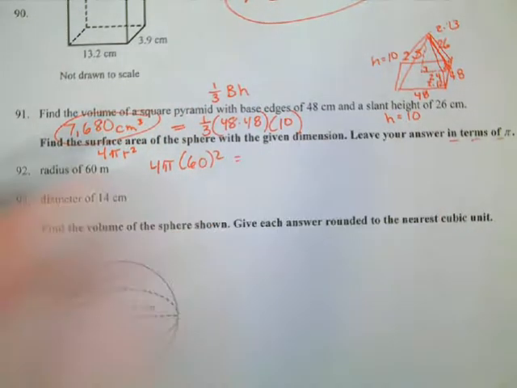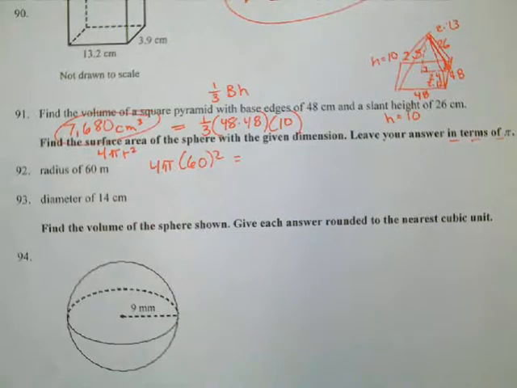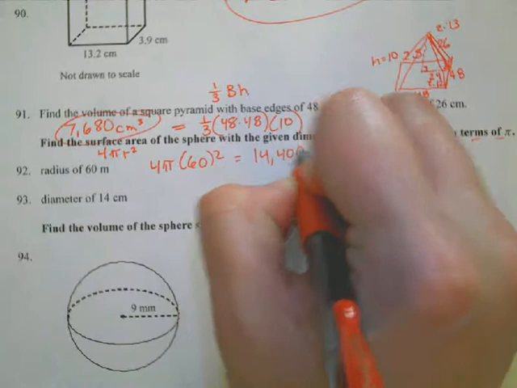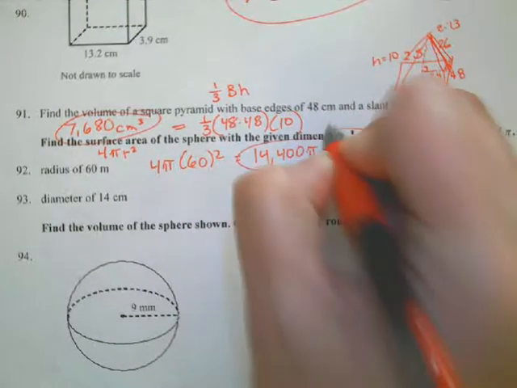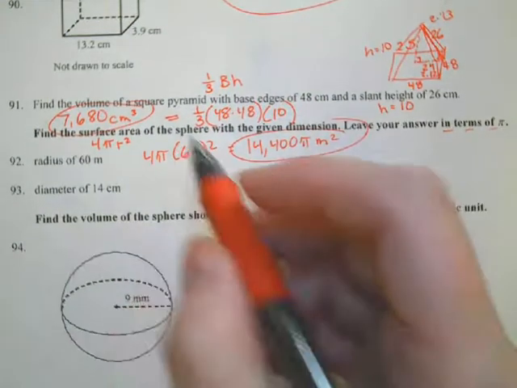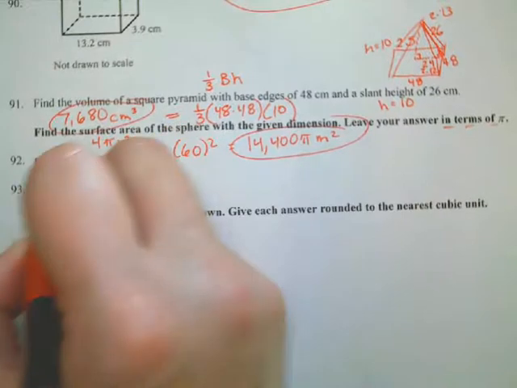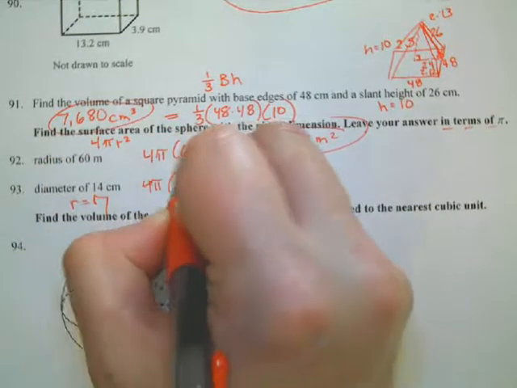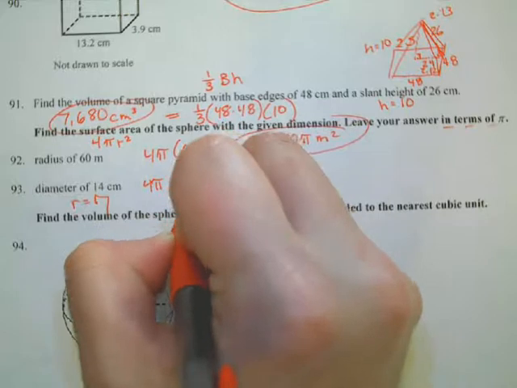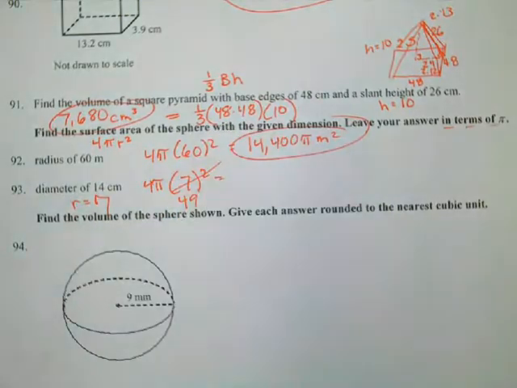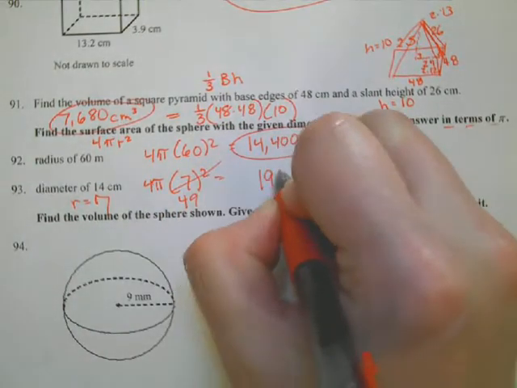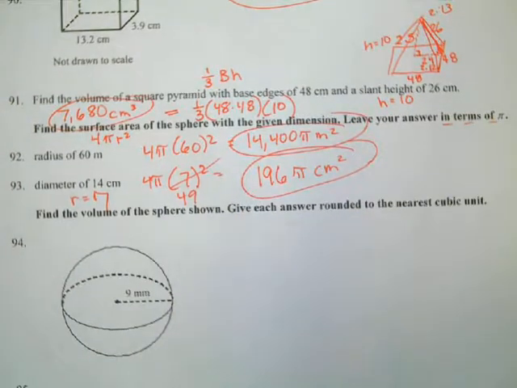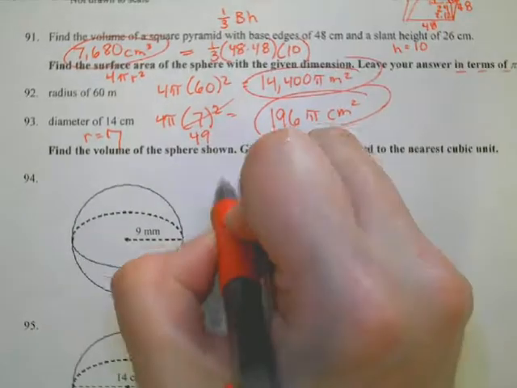So if the diameter is 14 and the radius is 7, 4 pi times 7 squared, or 4 pi times 49. 4 times 49 gives us 196 pi centimeters squared. Alright, so the last two here are volume of a sphere. Volume of a sphere is 4/3 pi times the radius cubed. Okay? So we're given the radius in both of these, or the means to find it. The radius in 94 is 9, and the diameter in 95 is 14, so the radius here is 7. So we're just plug and play.